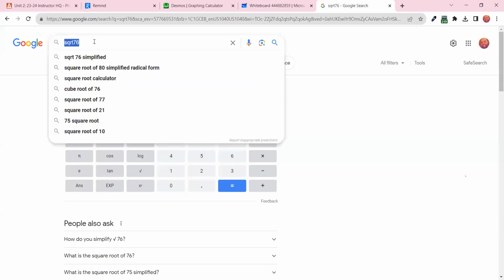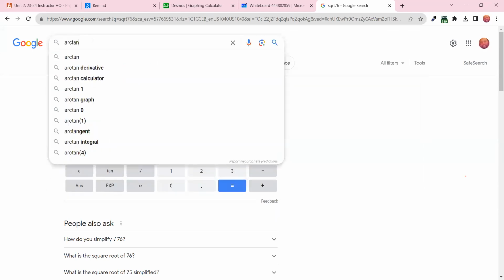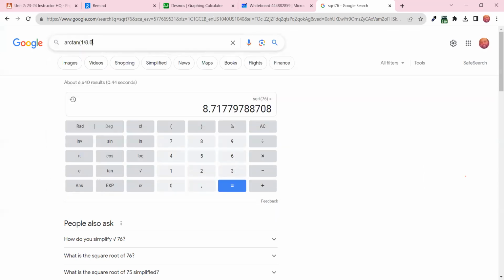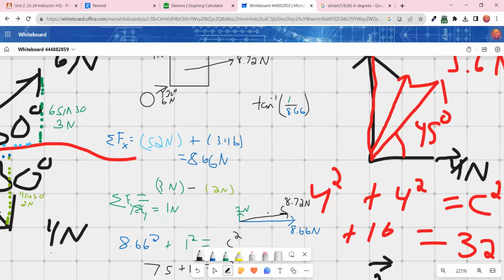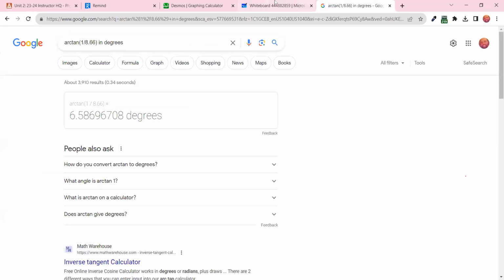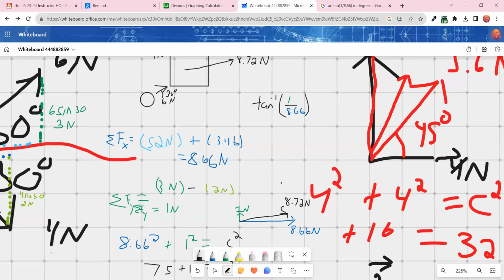Arctan of 1 over 8.66 in degrees. About 6.58 degrees north of the horizontal. And that makes sense. Let's say 6.6. About 6.6 degrees, which makes sense because that is a very tiny angle.